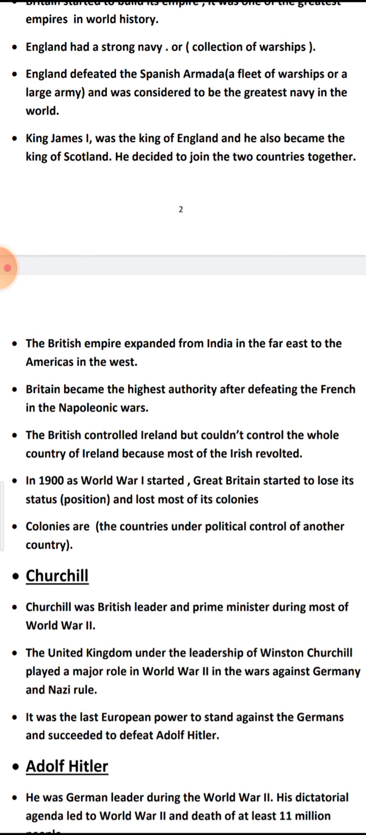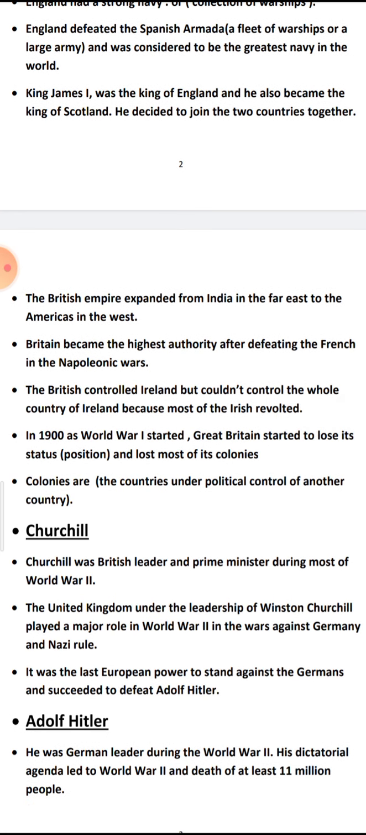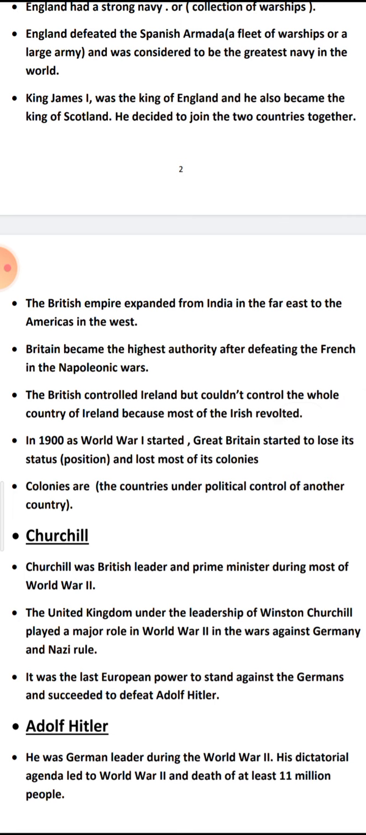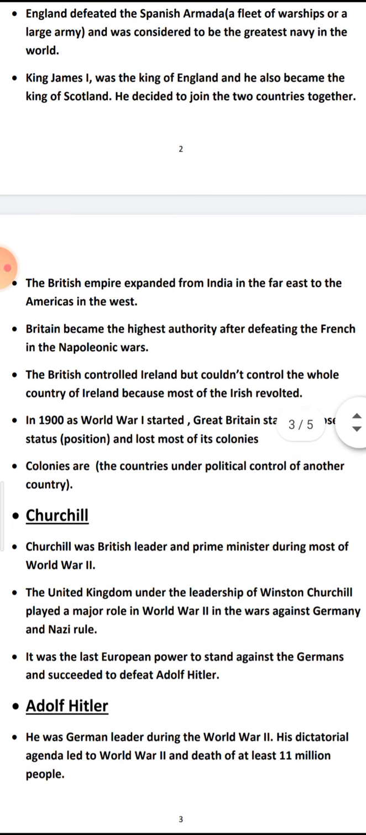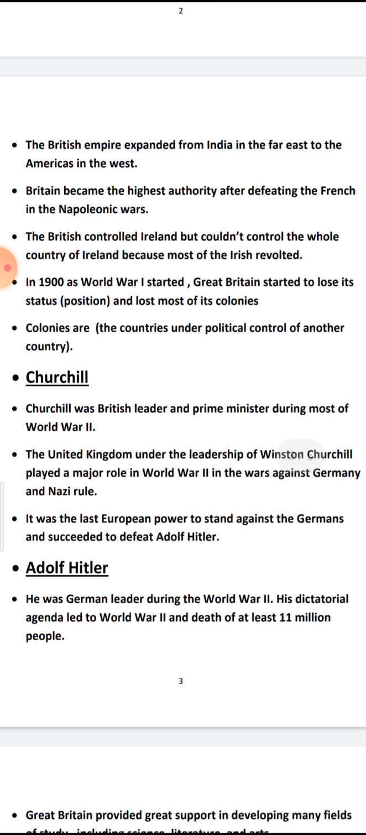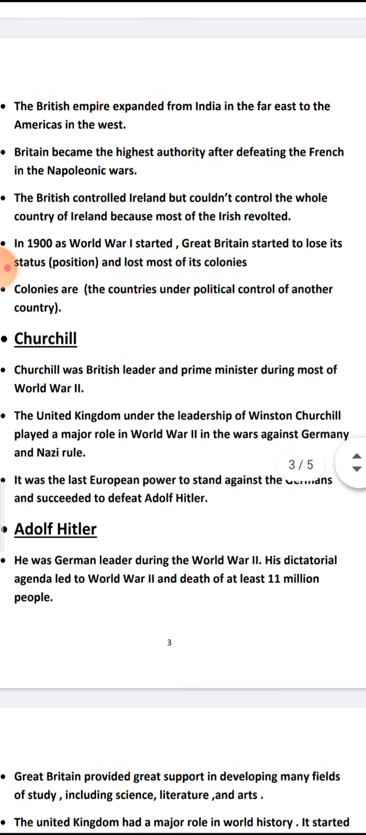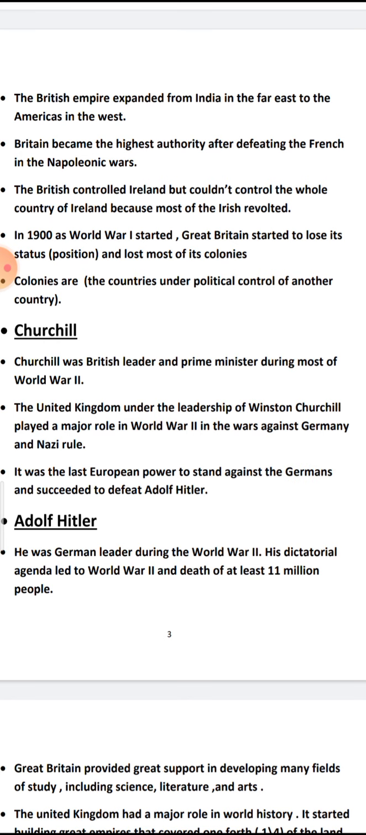Okay, at this time, King James I. King James was the King of England and he also became the King of Scotland. He decided to join the two countries together. What are the two countries? England and Scotland. So King James I was the King of England and he also became the King of Scotland. And he decided to join what? To join two countries together. What are these countries? England and Scotland.